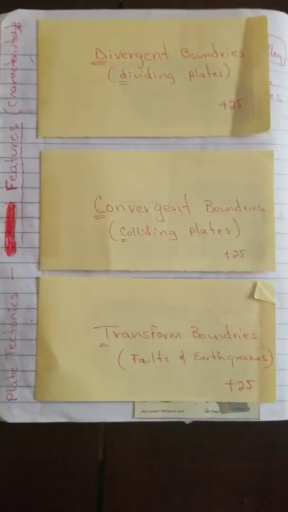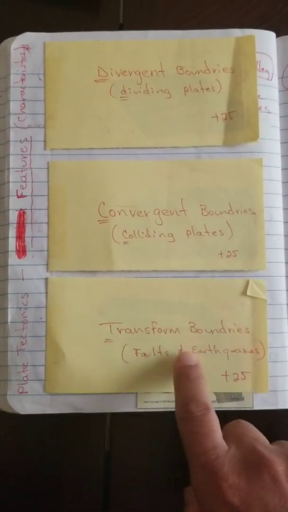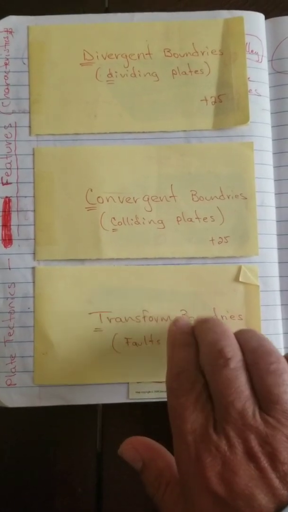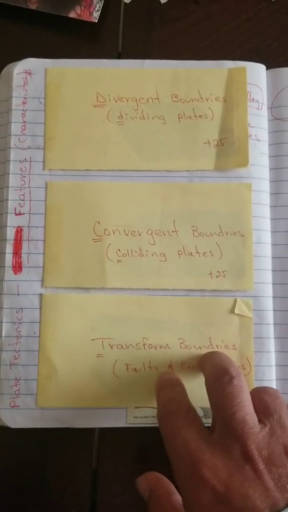Alright guys, for this video we're going to be looking at transform boundaries. This is when the two plates are just sliding next to each other. They're really not colliding and they are not separating.